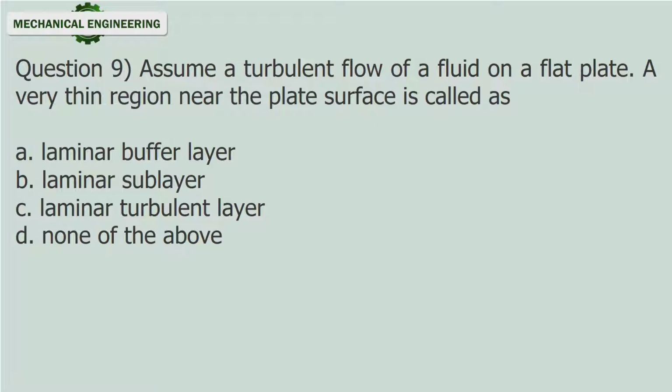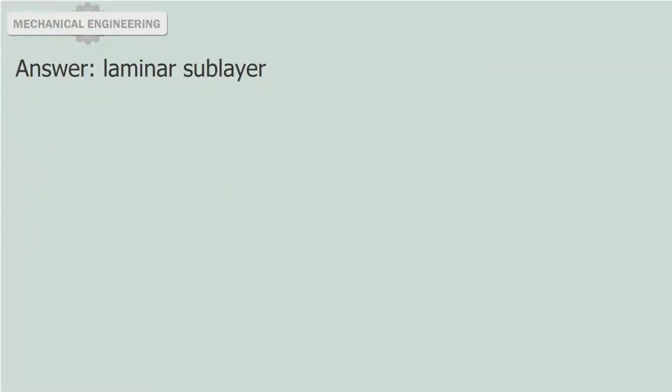Question 9. Assume a turbulent flow of a fluid on a flat plate. A very thin region near the plate surface is called as A. Laminar buffer layer. B. Laminar sublayer. C. Laminar turbulent layer. D. None of the above. Answer: laminar sublayer.